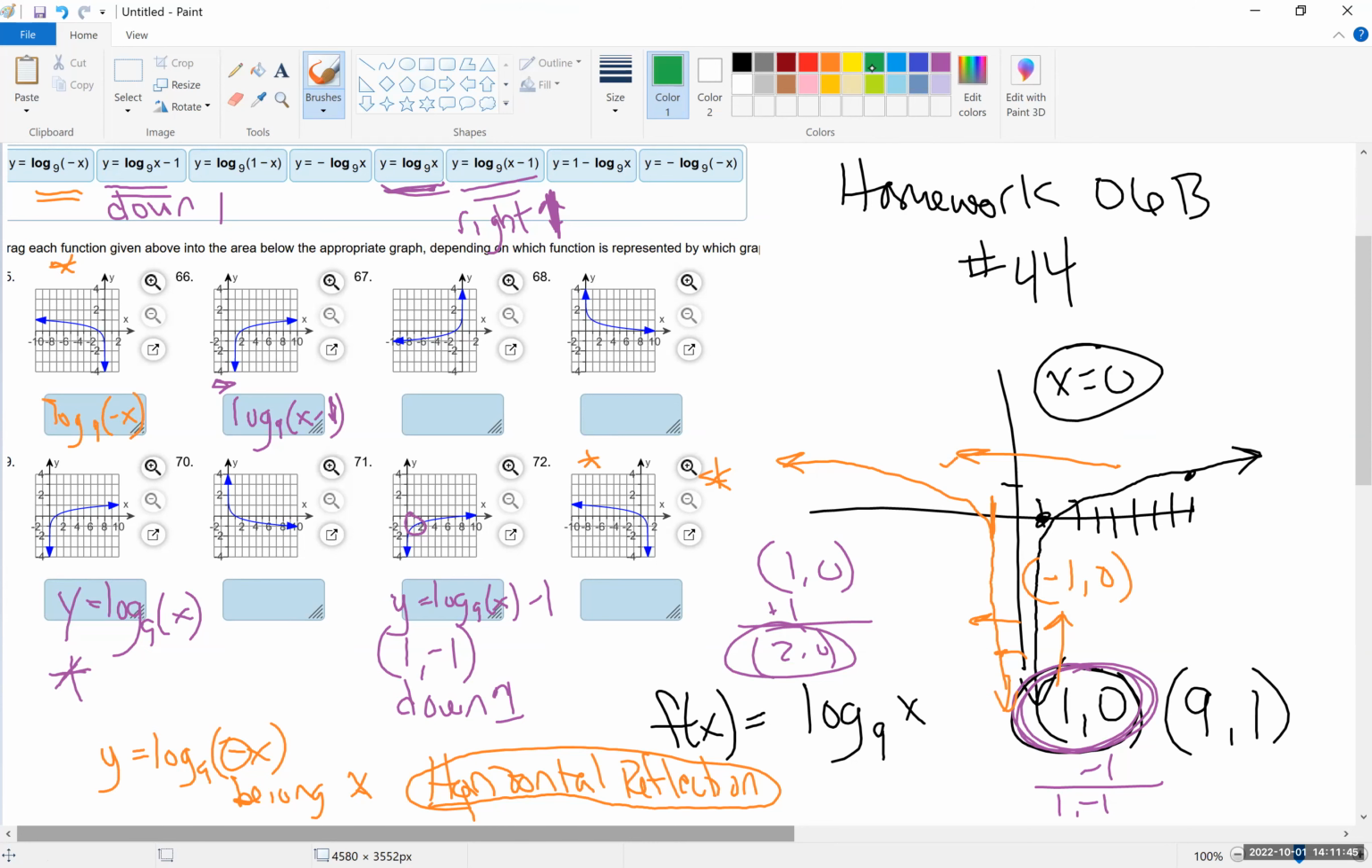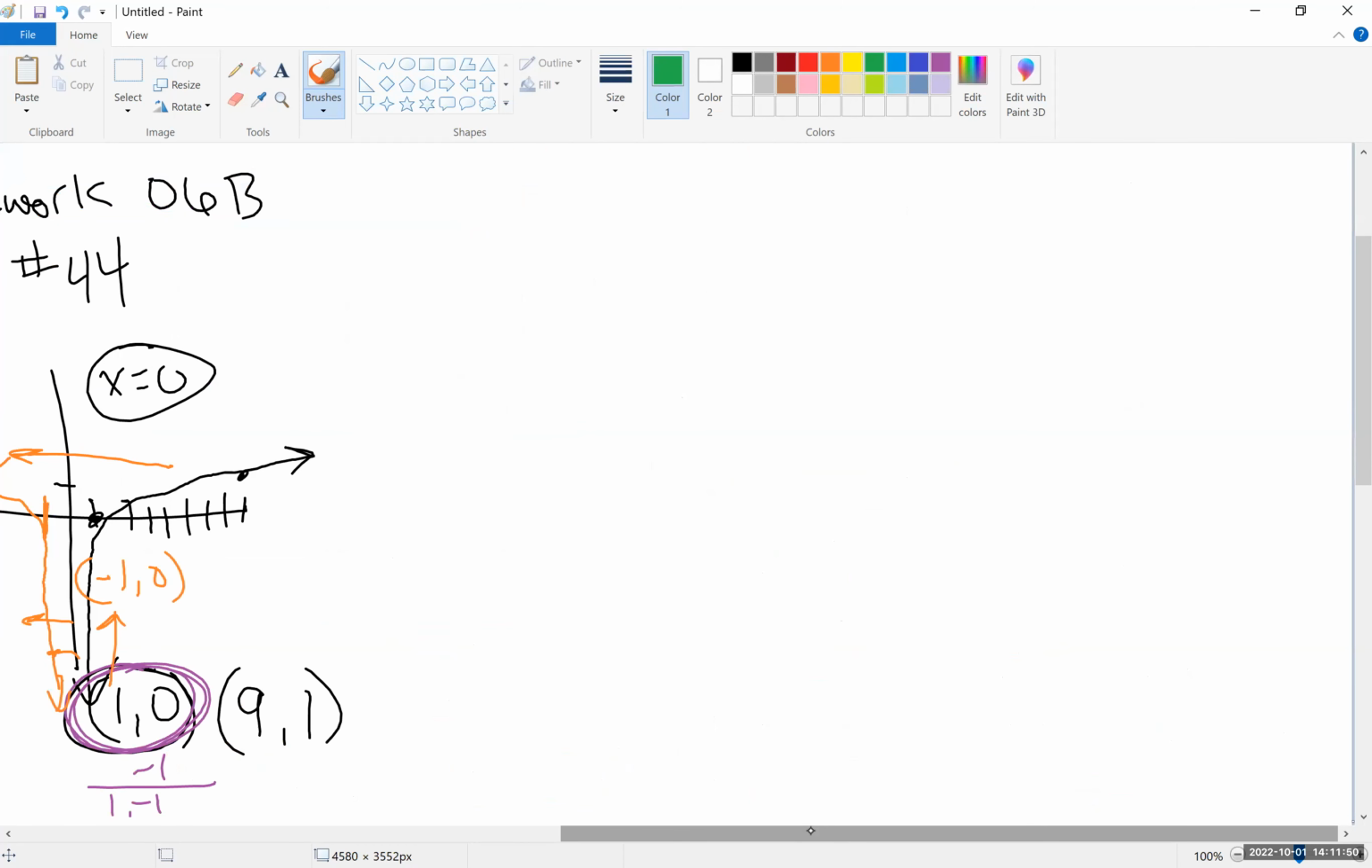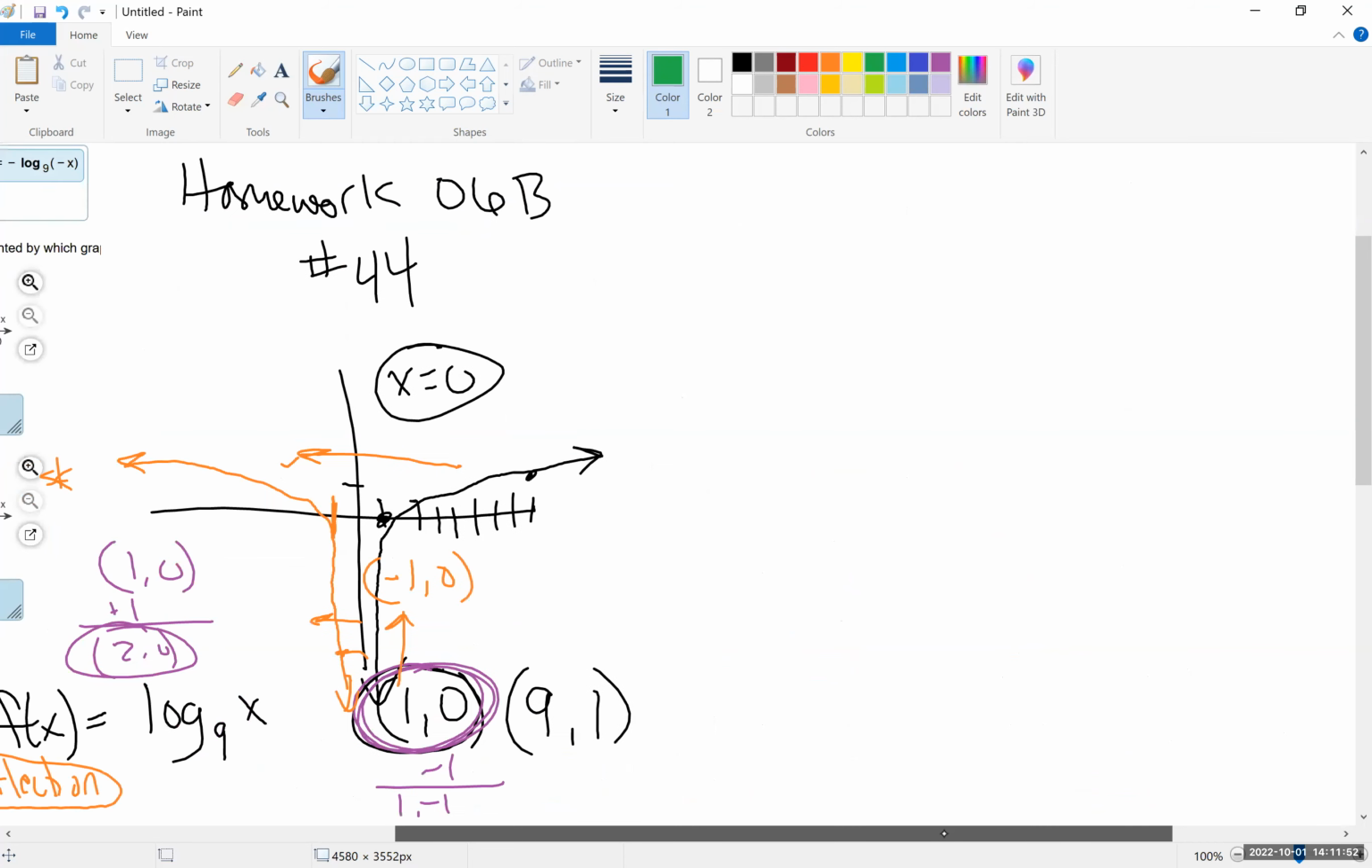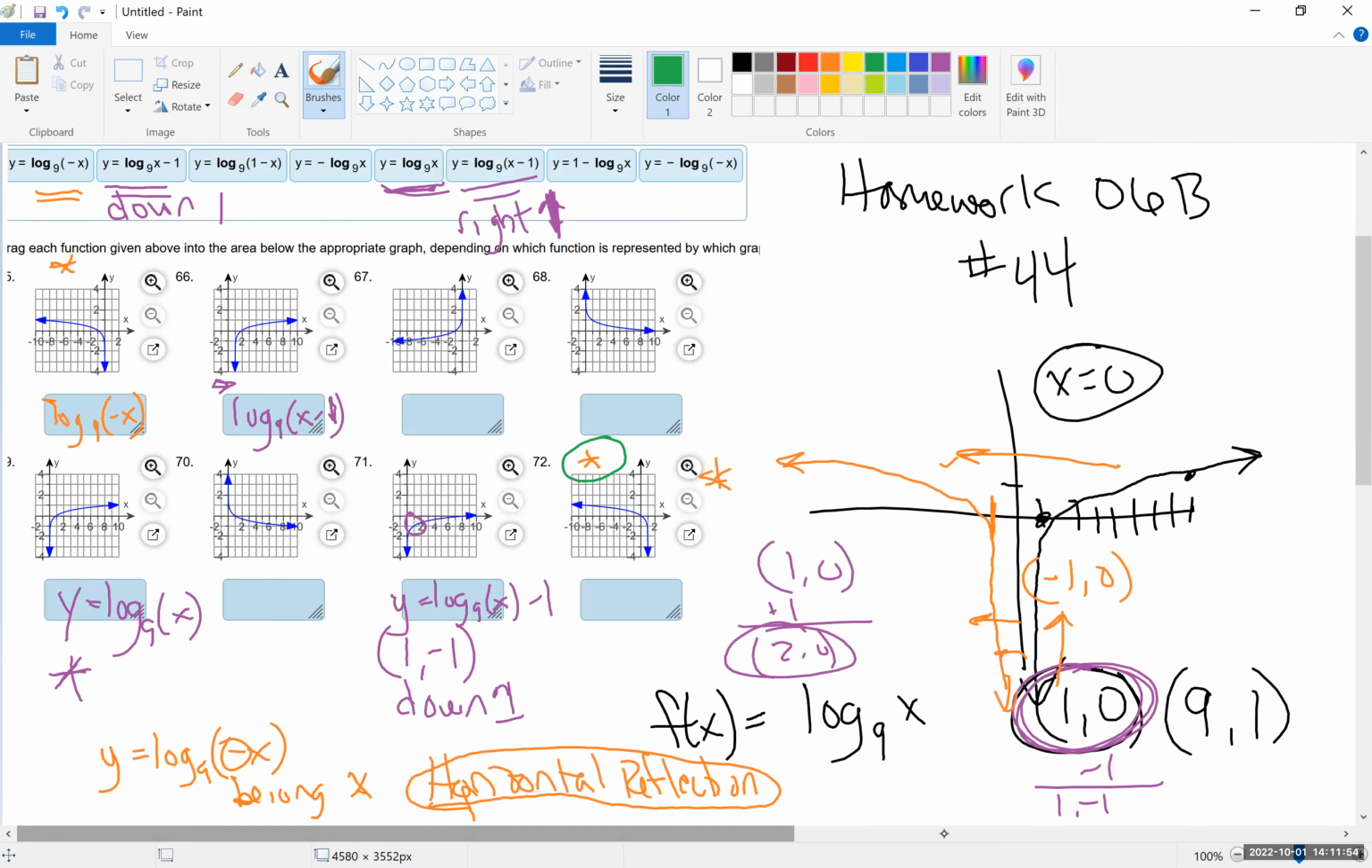So now we looked at this one, which had the same reflection. I'm sorry, I think I hit something. There we go. Number 72 has the same reflection, but it's shifted. It looks like it's shifted to the right. So this looks like it's shifted to the right.